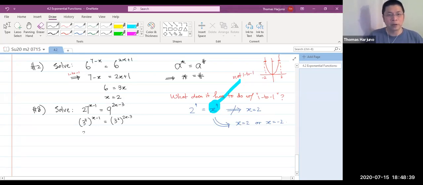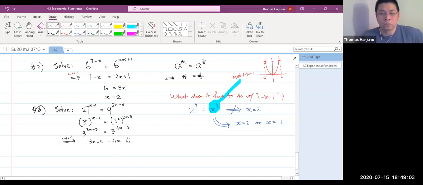Okay, simplify the left-hand side. And the right-hand side, 3 to the 4x minus 6. Now then, from here, by one-to-oneness, we get the exponent on the left-hand side equals the exponent on the right-hand side. Again, without one-to-oneness, this is not doable.